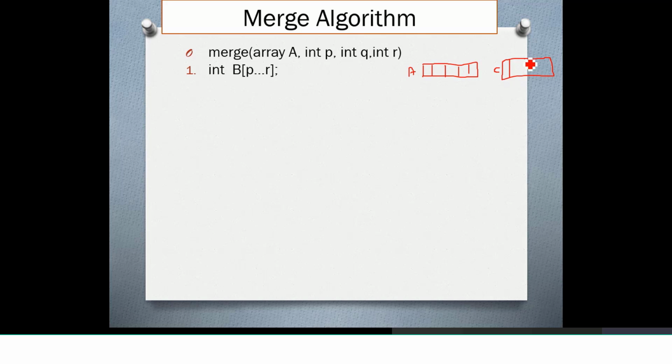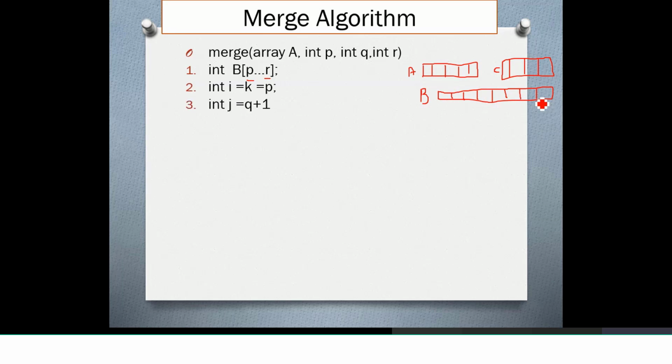This is A, the first array, and this is the second array, and we want to combine them. And what the algorithm will do is take another array with the name B. So the size of B, you can observe, is P to R. It means that the size of array B is equal to the size of array A plus the size of array C. So we have a third array, and it has a size equal to the size of A and C.